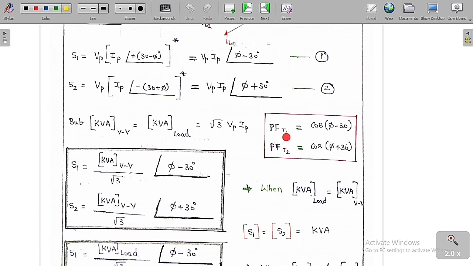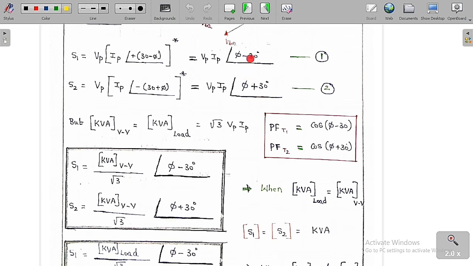Then what is the power factor of transformer 1? It is nothing but the phase angle between the corresponding voltage and the corresponding current of transformer 1. And this is the phase angle between the corresponding voltage and current of transformer 2. So phi minus 30 is the angle between VBA and IB. Similarly, phi plus 30 is the angle between VCA and IC. All these things I have already told you.